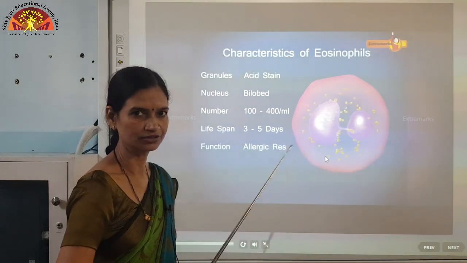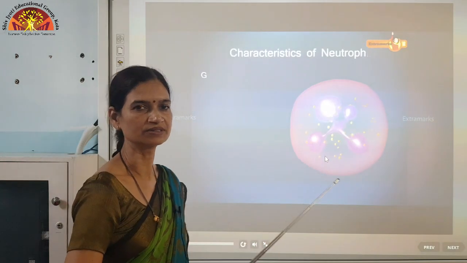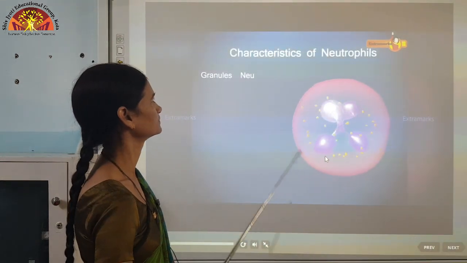Function सबसे important है. You should remember the function. It is given in your book also. They are responsible for allergic response. कभी हमें कोई एलर्जी होती है तो उसको ये कंट्रोल करते हैं.